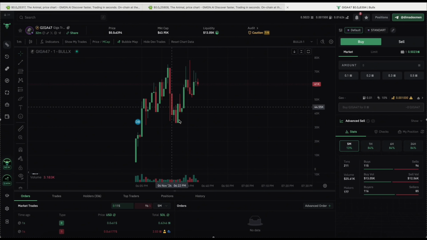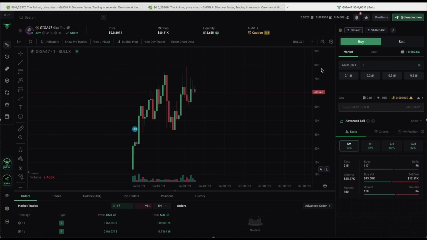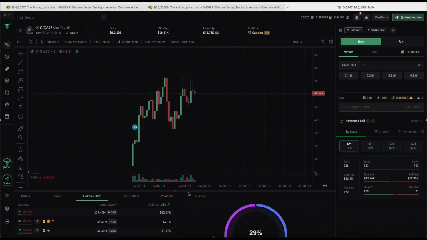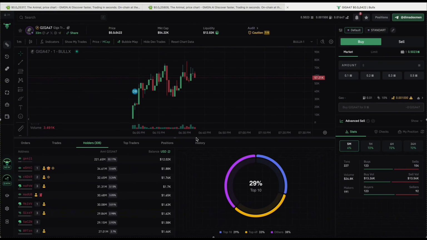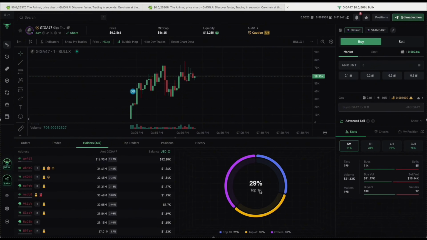Of course, it's better to use a minute time frame to select a token. This way it's visually clear that the token goes up and down and whether there is organic activity in it. It's also important to look at the top holders. Of course, here we see that the top 10 holders have 29%. In general, this is an acceptable value, but it's better to have up to 25% here.